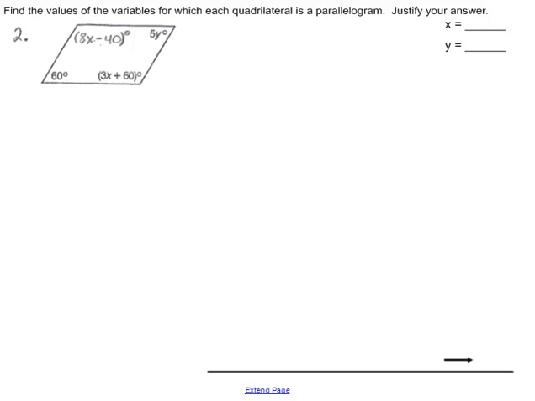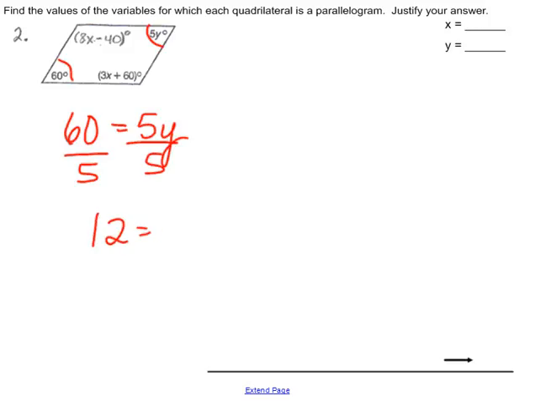Here we go with some more algebra. We're going to be setting things equal because we notice if it's a parallelogram, we're going to prove that it's a parallelogram by making these congruent angles. So let's just start with this angle. If those angles are congruent, then we have a parallelogram. So I'm going to say 60 equals 5y. So then we divide by 5, divide by 5, and we end up with 12 equals y.